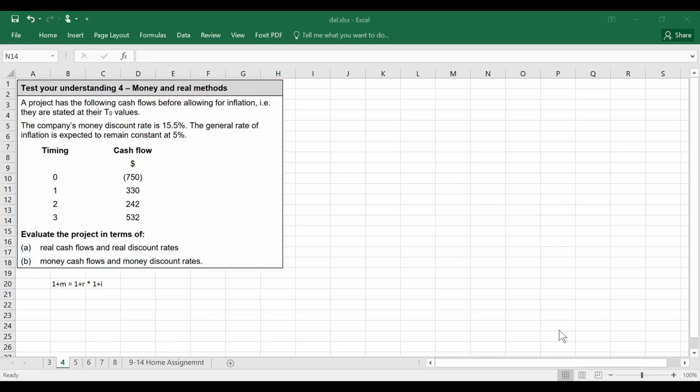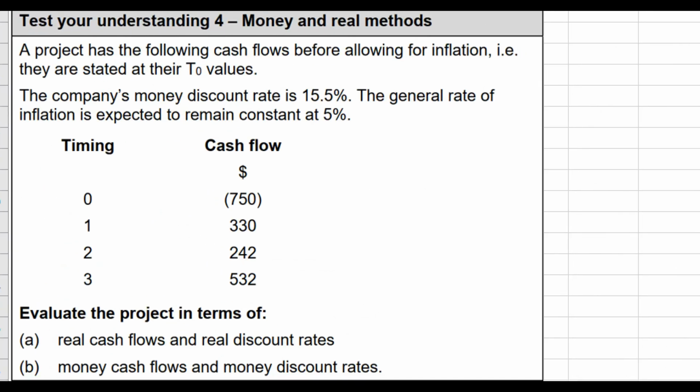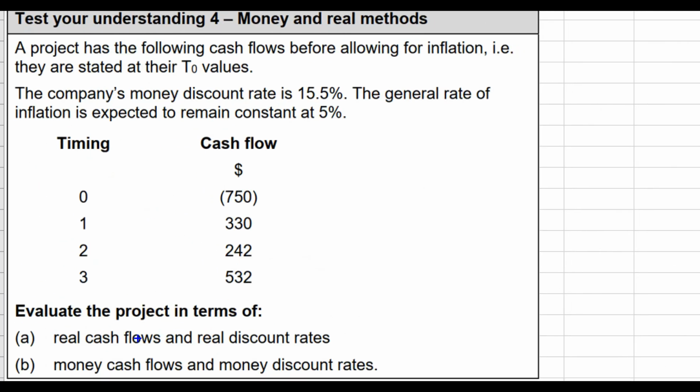Now it's time to solve some questions. On your screen you can see we have Understanding number 4. Please let me zoom in for you. First of all, please read the requirement of this question. Evaluate the project in terms of real cash flows and real discount rate, then in terms of money cash flows and money discount rate.